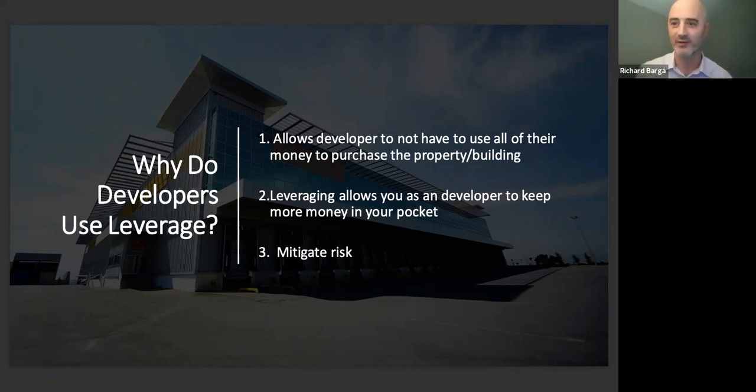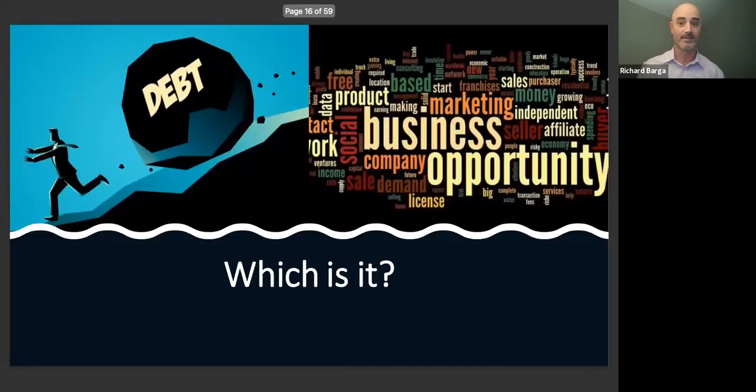And so why do developers use leverage? Developers use leverage so that they don't have to use all of their own money and can keep money in their pocket while their development project occurs. This is a way that they don't have to risk all of the money that they have in putting cash into a project. By using other people's money to build your building, you are in turn leveraging your own money to get the project done. Next slide.